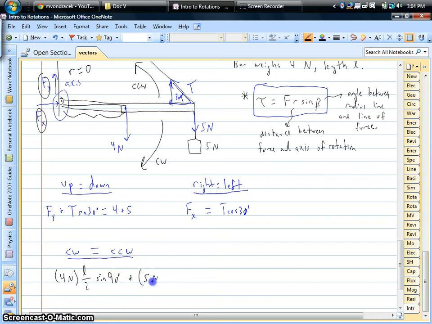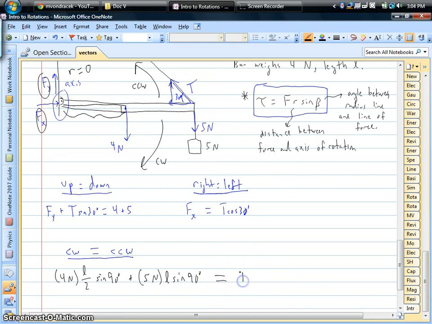Almost an identical thing we have to do for the 5 Newton weight hanging out there. The big difference is it's the full length of the bar away from the axis, away from the hinge. And that too is going to be a 90-degree angle between the radius along the bar and gravity going down. So those are our clockwise torques.